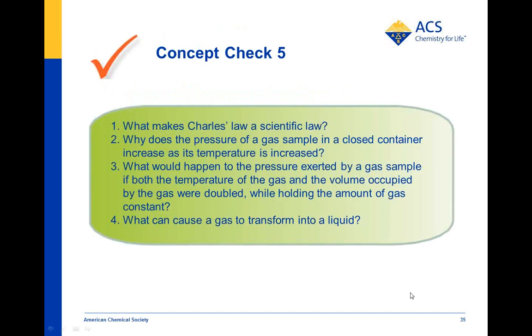And then we have concept checks. So we're talking about a scientific law versus a scientific theory. We're reviewing pressure and temperature, pressure and volume, and then this last one, transforming into a liquid, is the bridge to take us to the non-ideal gas behavior and then into phases of matter.